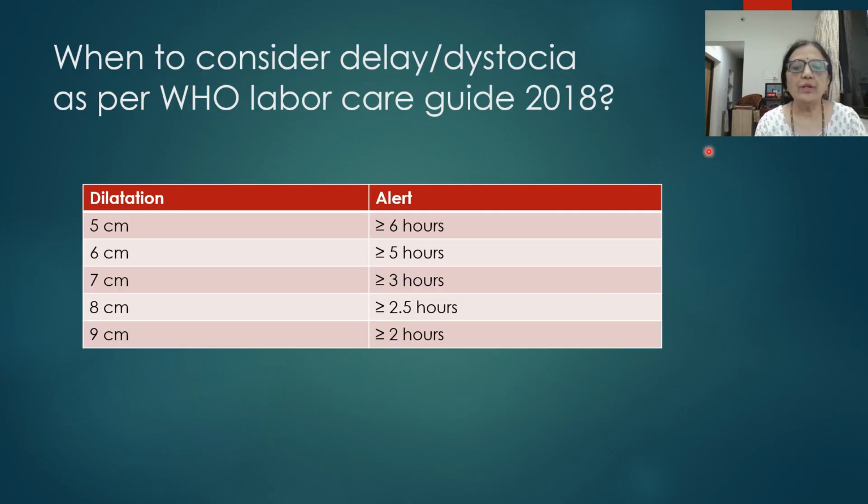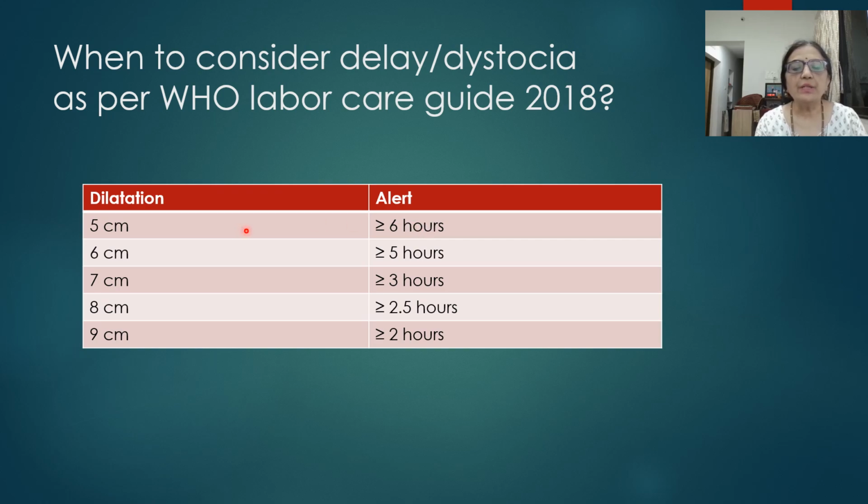When to consider delay or dystocia as per WHO Labor Care Guide 2018. Now, as we can see in this table, for each centimeter of dilatation, the Labor Care Guide has given a different duration as an alert. An alert given in the Labor Care Guide indicates that you need to take some action. But if it is not an alert, that means labor is progressing normally. So as we can see here, 5, 6, 7, 8 and 9 centimeters: for each centimeter of cervical dilatation, how many hours we should wait before taking action is this alert.